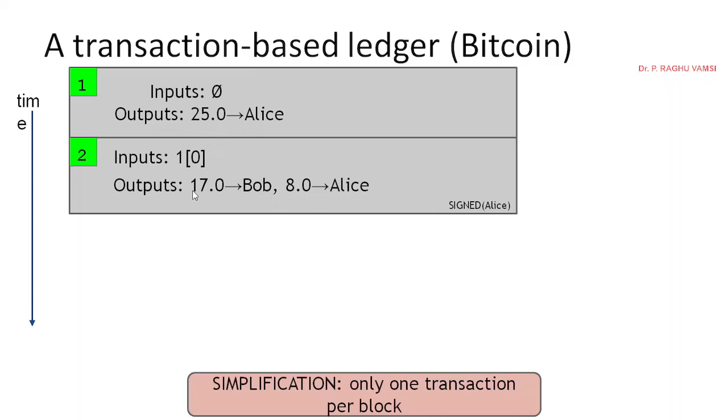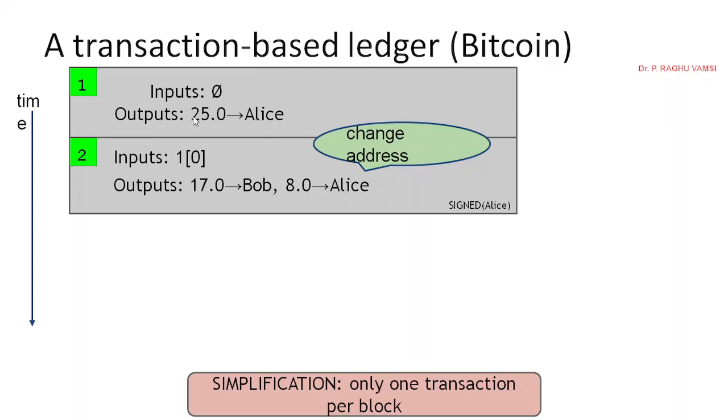So 1 of 0 was split into 17 and 8. 17 was given to Bob and 8 is given to Alice. This splitting was signed by Alice. Now the address has changed. Alice's address was changed here, because this particular 17 was given to Bob's address, and 8 was given to Alice's address.